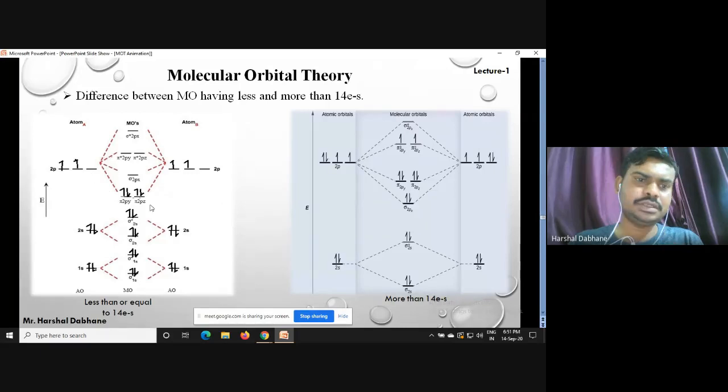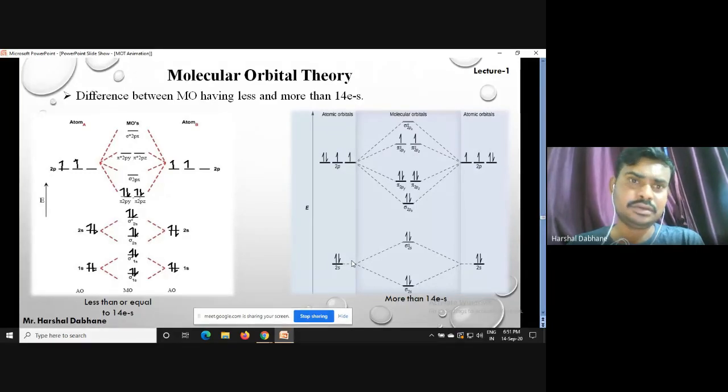Here we are seeing over here. But see, this trend is somewhat different. Observe over here: this sigma 2px is below that of the pi 2py and pi 2pz. And here this sigma 2px is above that of the pi 2py and pi 2pz. This is the main difference between the molecular orbital diagram of 14 electrons and more than 14 electrons. So why does this happen?